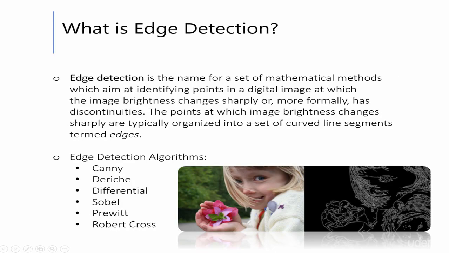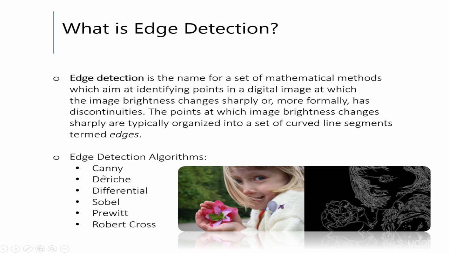So what is edge detection? Edge detection is the name for a set of mathematical methods which aim at identifying points in a digital image at which the image brightness changes sharply, or formally, has discontinuities. The points at which the image brightness changes sharply are typically organized into a set of curved line segments termed edges. There are a number of edge detection algorithms that we can use to obtain these edges.